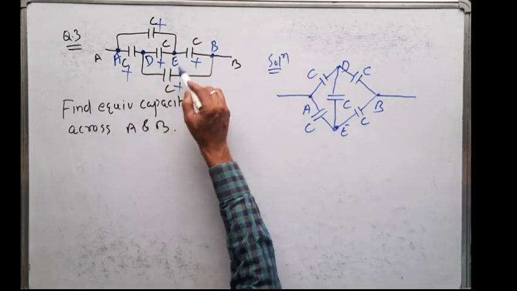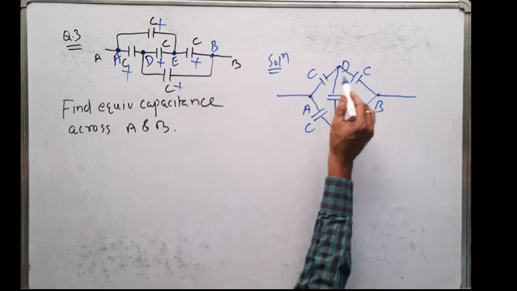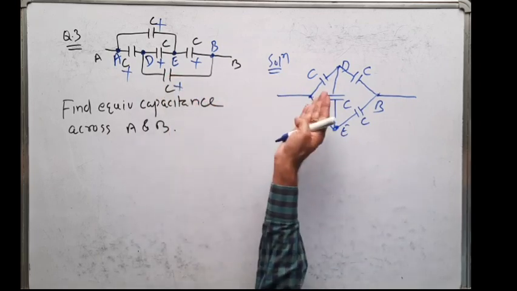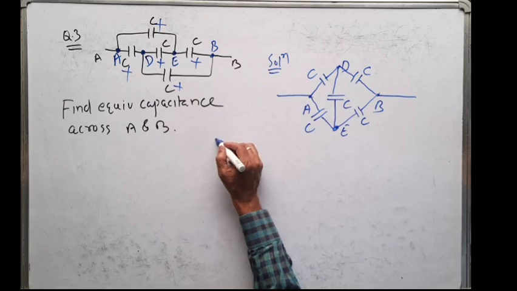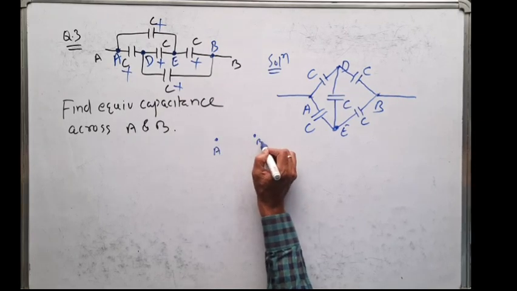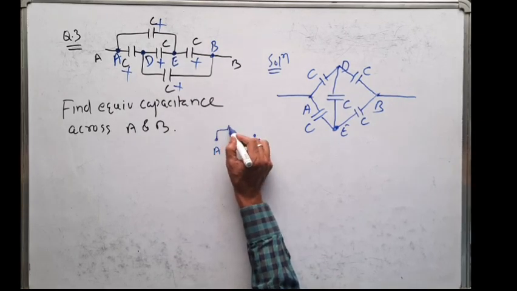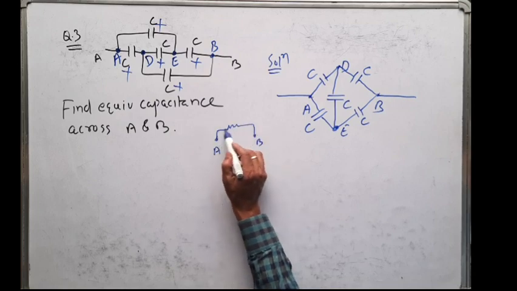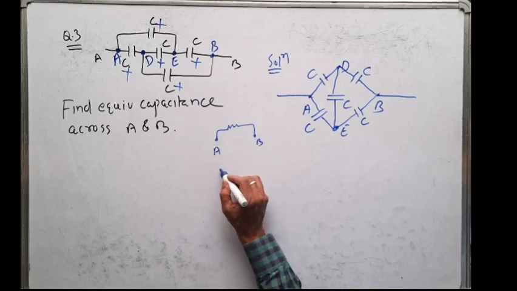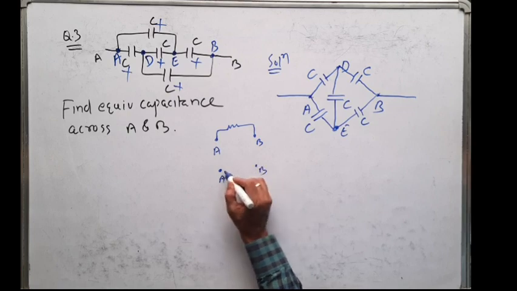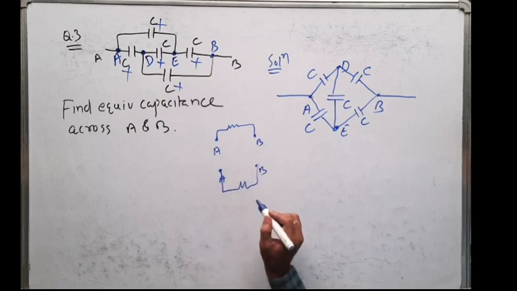So this arrangement is also equal to this arrangement. We just changed the circuit. You see, suppose somebody has taken the wire, suppose this is a wire, and in this way it is connected. But if I take this as point A and this as point B, I can connect it like this, no problem.